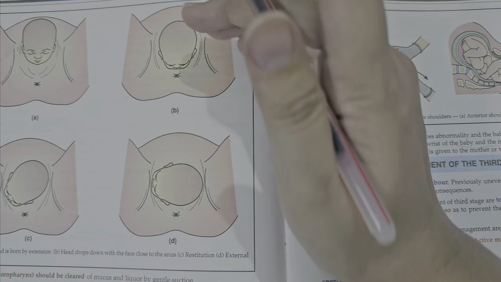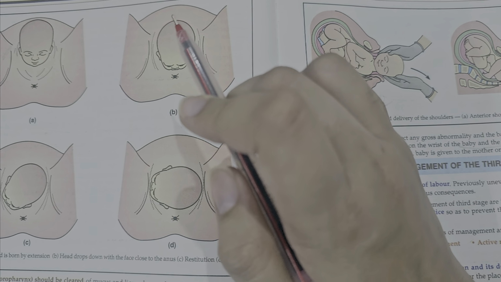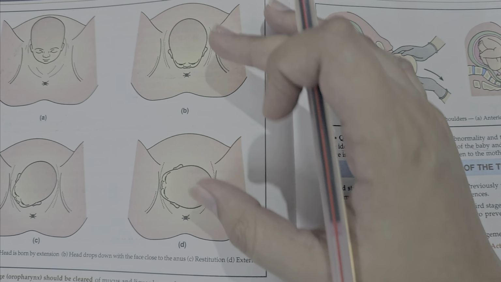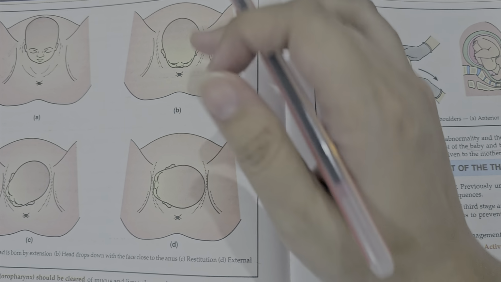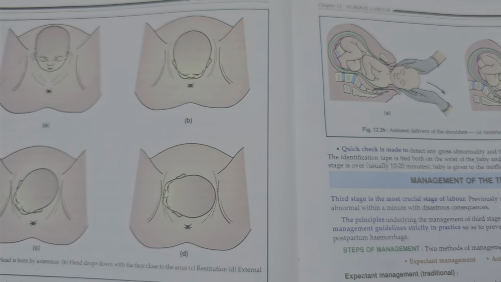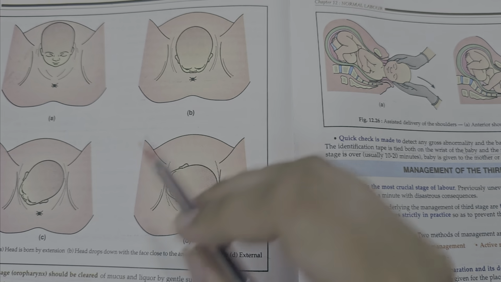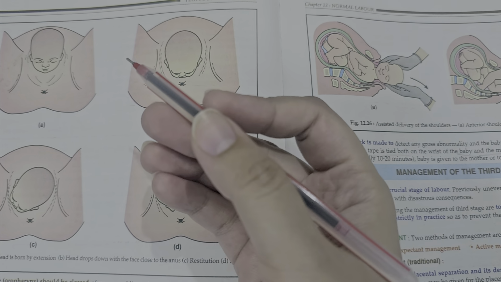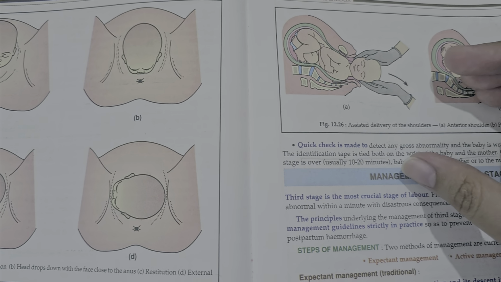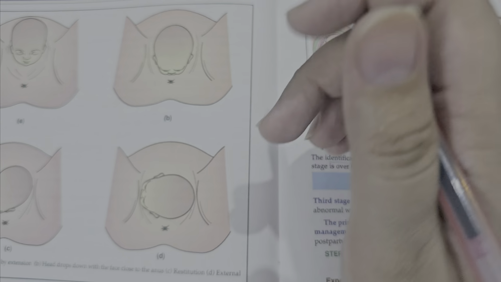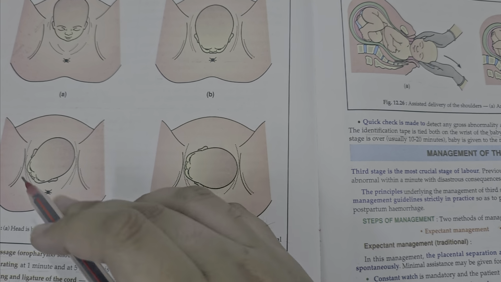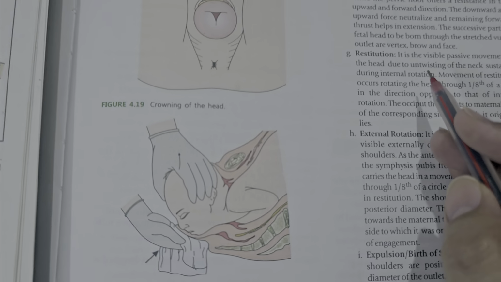And now crowning happens. At this time, the presenting parts, vertex, brow and face, are successfully delivered. And now what happens? Delivery of the shoulder and trunk. For that, the head needs to move in the opposite direction. Why? Because the laterally flexed shoulder needs to come out. So the head on the opposite side, by 1/8 of a circle, restitutes.